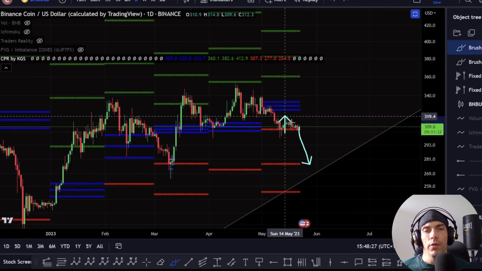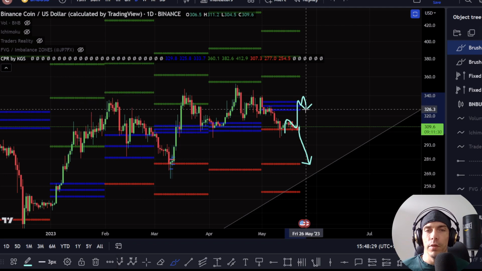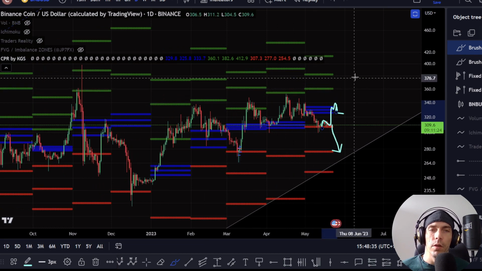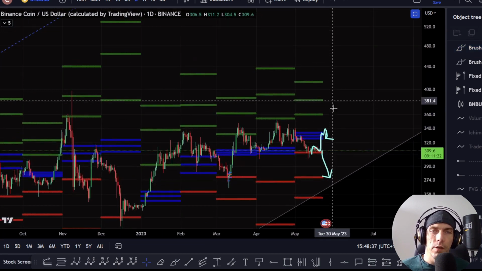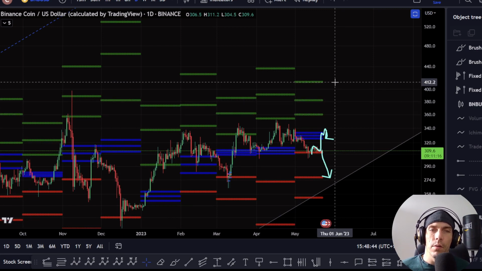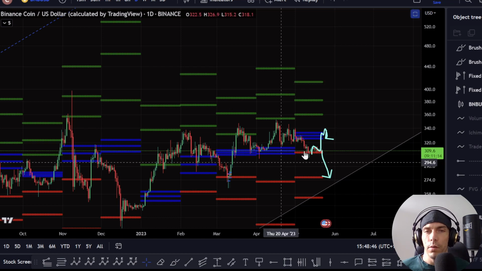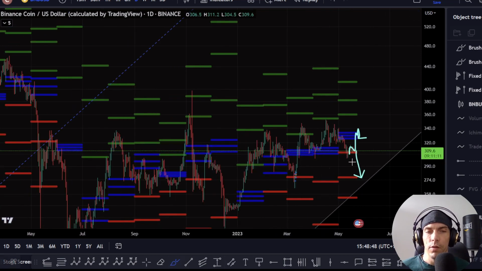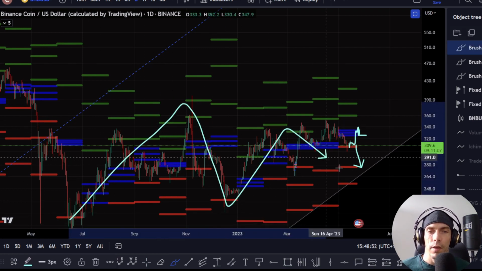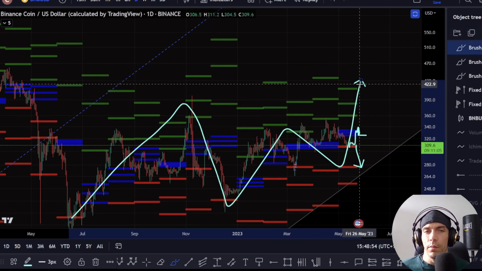Now, however, if we do actually manage to break up above this and hold this zone, this could indicate that we might look to retest one of these other three lines here, which are sitting towards this zone of 360.6, 382.0, and 412.6. Now this would be quite interesting, because this would actually bring us up into that area that, if we're looking at this as a WX and then ABC, this would be a typical zone.